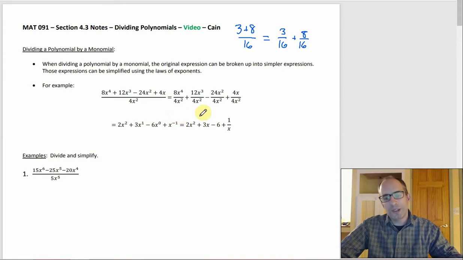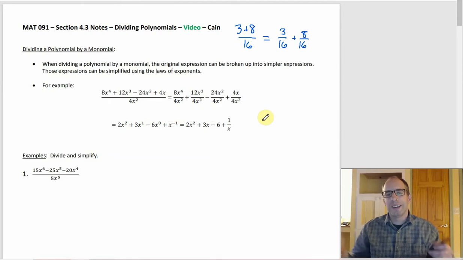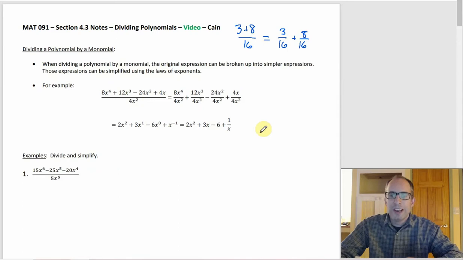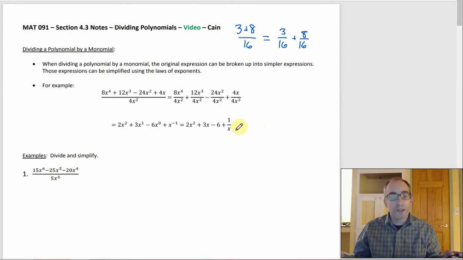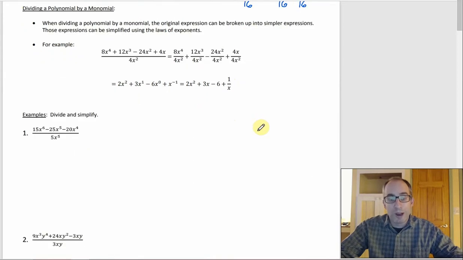And then I just cleaned it up a little and rewrote with the positive exponent down here. So the 3x to the first, you would usually write as 3x. And the x to the 0 is just 1, so you just write that third term as a minus 6. And then the last one, in order to get a positive exponent, you bring that x to the negative 1 down, and it's 1 over x to the first, or just 1 over x. That's pretty much the whole idea if you're dividing by a monomial.